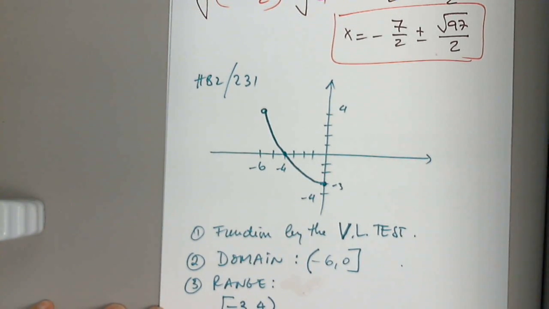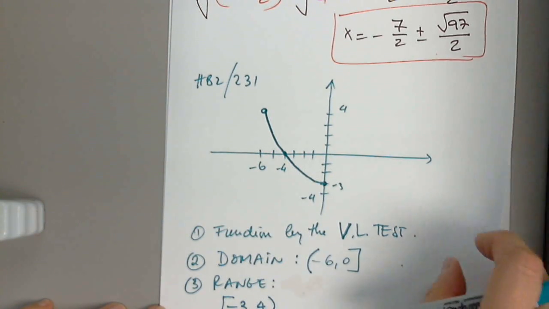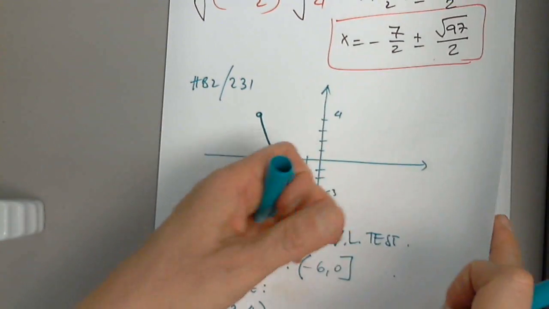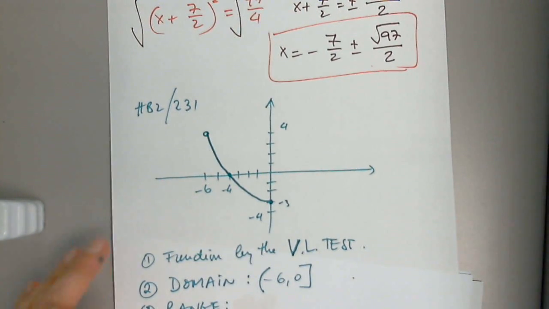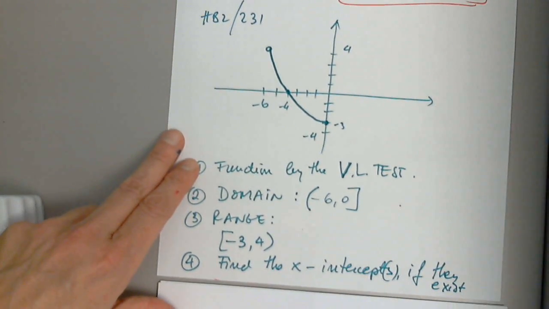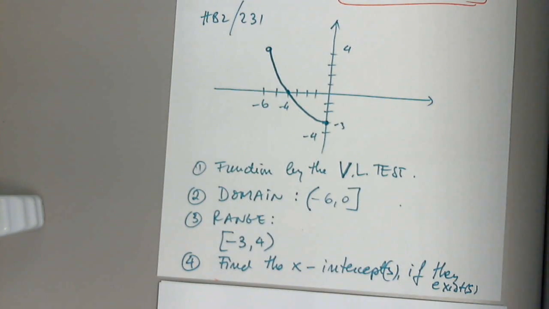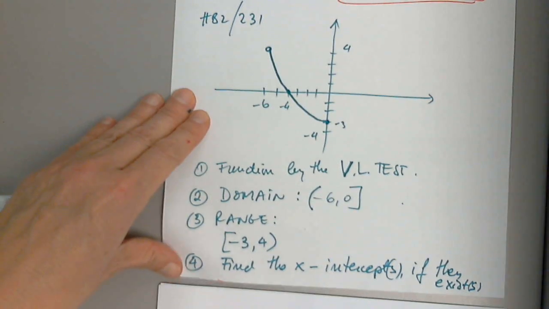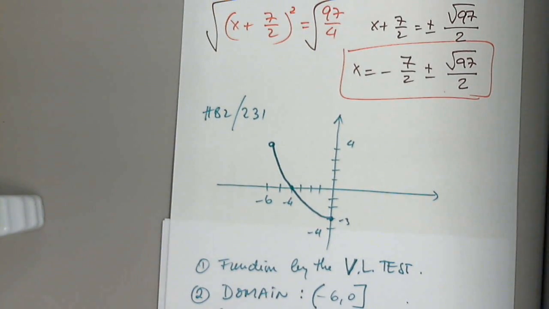Okay, number 4. Find the x-intercepts if they exist. Or x-intercept, I should put s in parentheses. The x-intercept or, okay. I look at the graph, and by the x-intercept I mean the point where the graph crosses the x-axis.